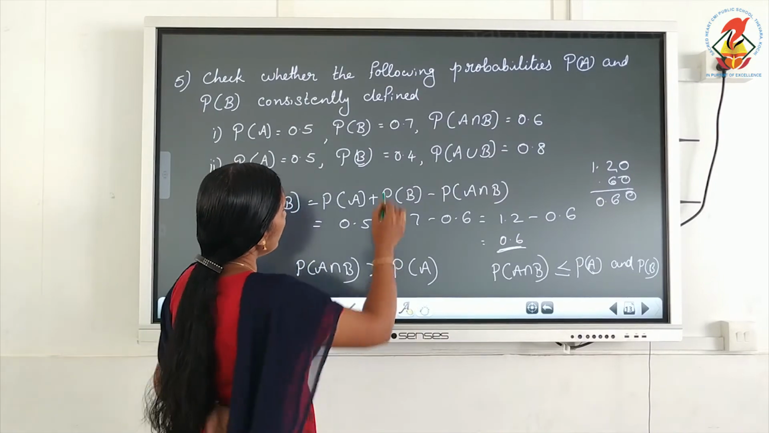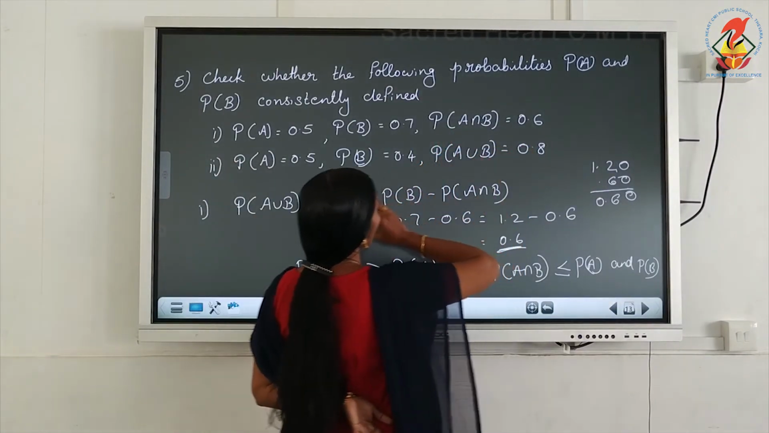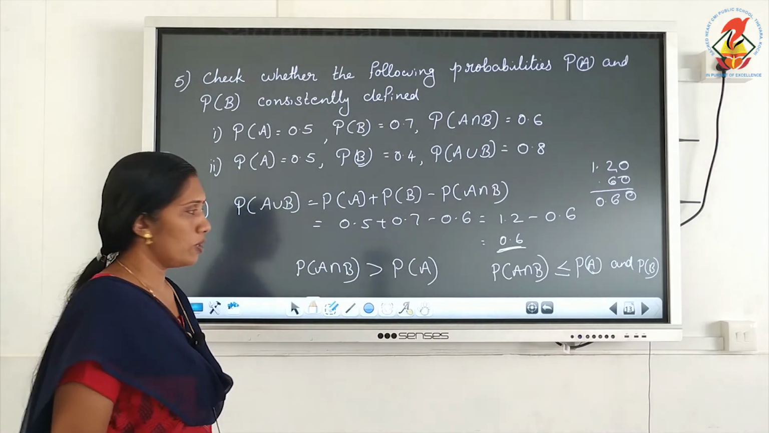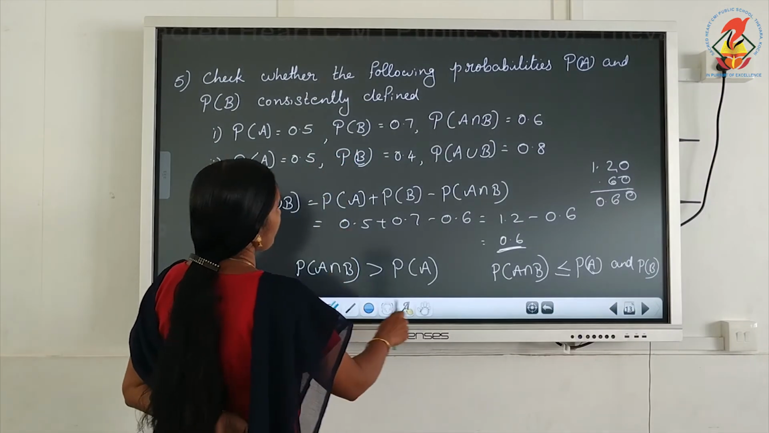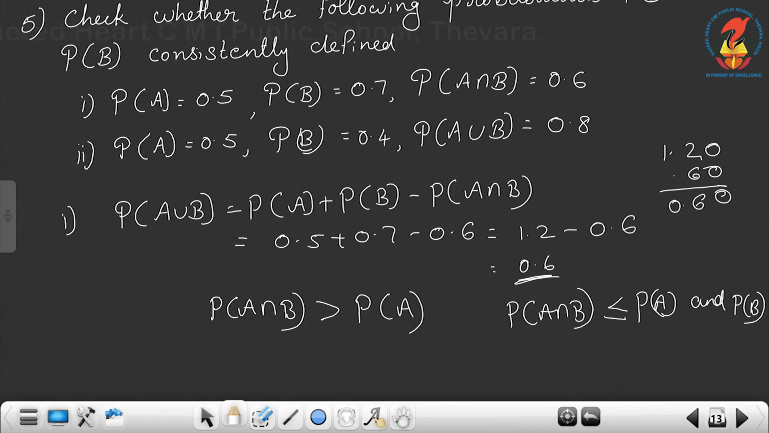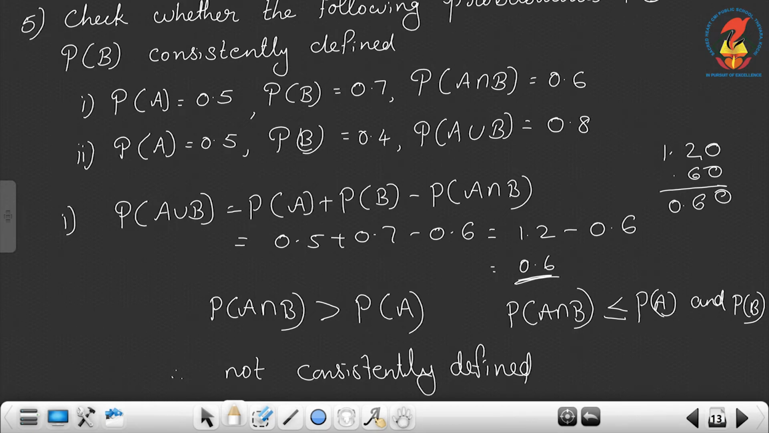Okay, but here it is given A intersection B is 0.6 but P of A is 0.5. That is not possible. So this probability, the first case, is not consistently defined. Therefore, this given probability is not consistently defined. Why is it not defined like that? Since P of A intersection B is greater than P of A.